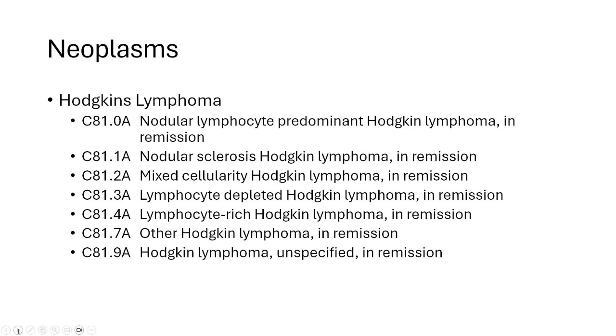We have non-Hodgkin's lymphoma, and then we have Hodgkin's lymphoma. So this is going to be the Hodgkin's type, which we normally call Hodgkin's disease. Also note that these are all codes that are related to patients being in remission.